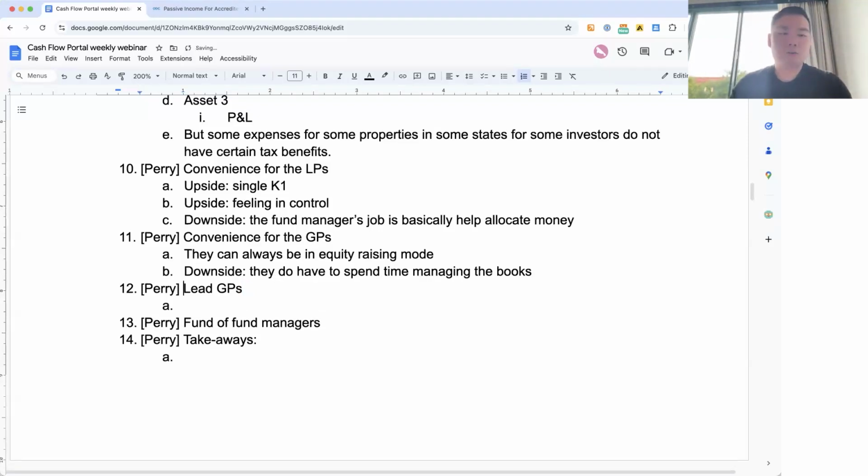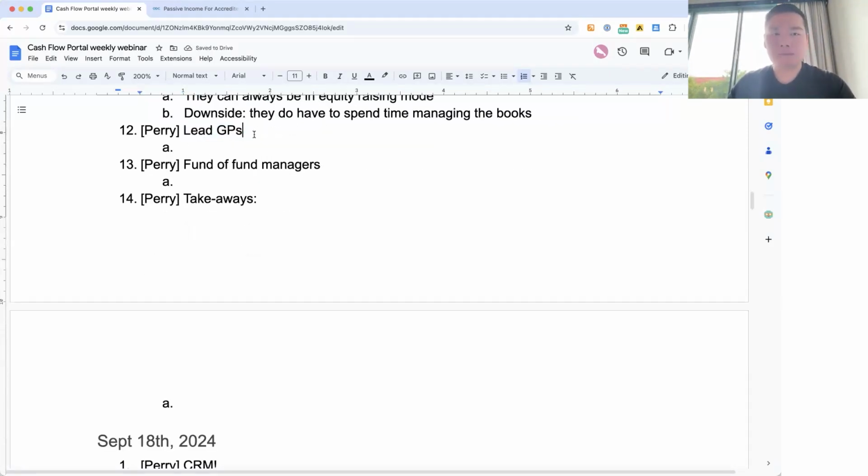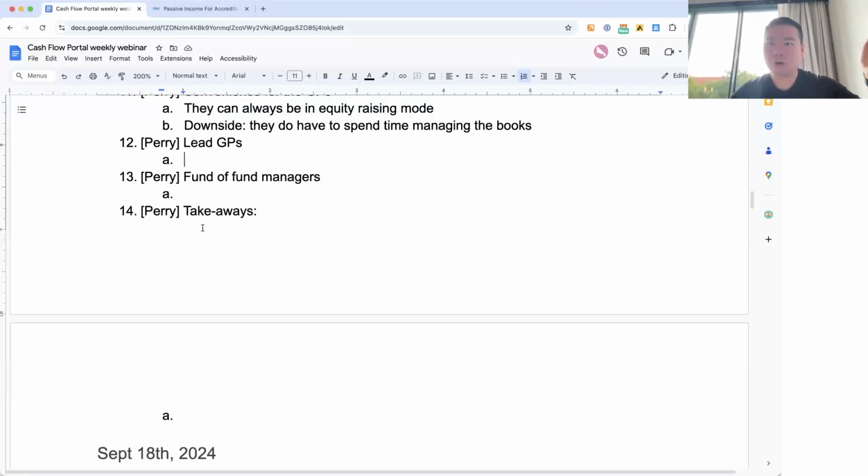So let's also talk about a couple more things. If you are a lead GP, so if you are, say, Joe Fairless, Ashcraft Capital, and you own your own properties, meaning you are the GP, and you actually buy, say, 2 or 3 properties at a time, do you want to use customizable fund, or do you want to use just a traditional, first fund 1, fund 2, fund 3, and so on?